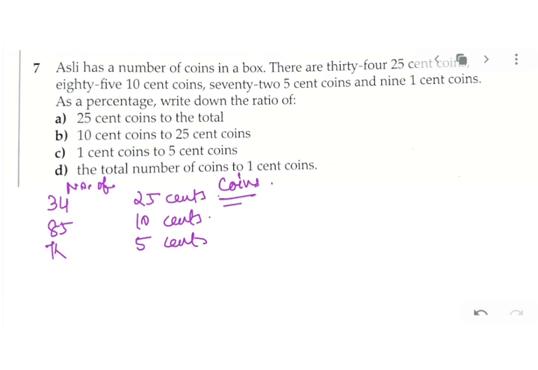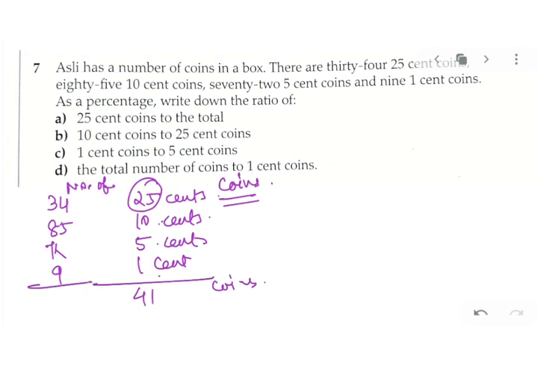This is the value of coin. And 9 1-cent coins. As a percentage, write down the ratio of 25 cent to the total. I'll make a total of the value of coins. So it is 25 plus 10 plus 5 plus 1. That will make 41. Okay, 41 is the total value of coins.